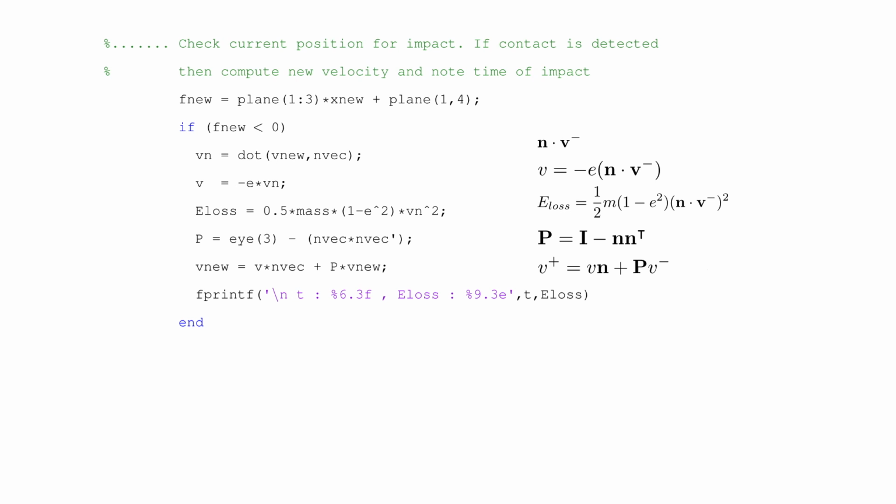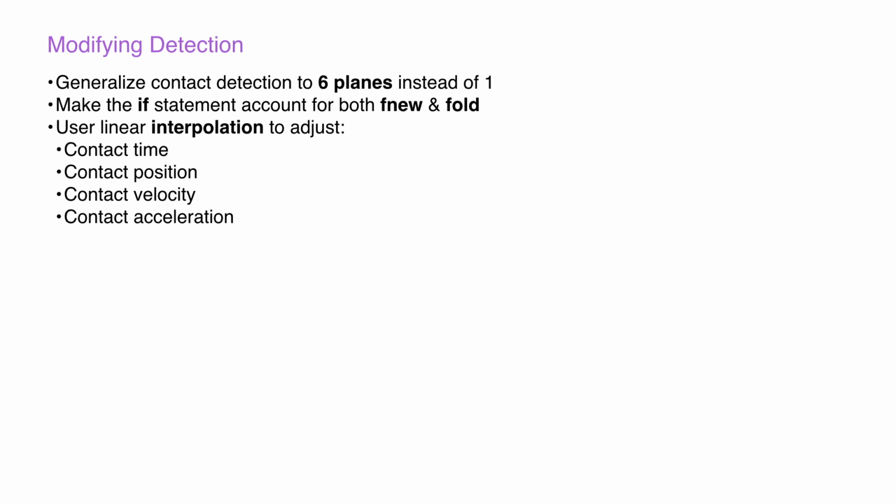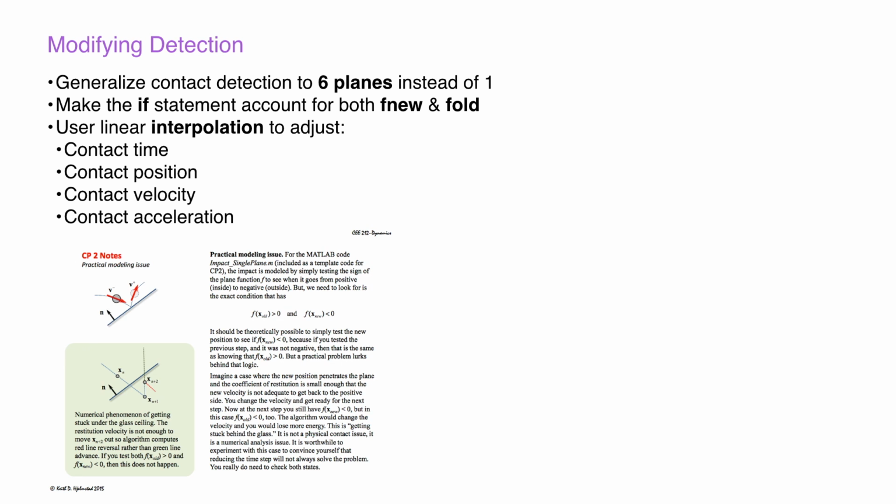And then we just go ahead and use an fprintf statement, and that's going to print it to the command window. So this is going to be the most important part of the code that you have to change. You have to take this if statement that only accounts for one plane, and you want to be able to make it account for all of the planes, which is going to be 6 planes for a box. And then we have that if statement, and we're going to basically adjust it to account not only for fnew, but also fnew and fold to make sure that it has just crossed the plane. And that's in the course notes, and you can go ahead and read over that.